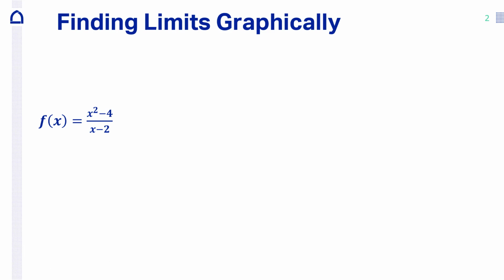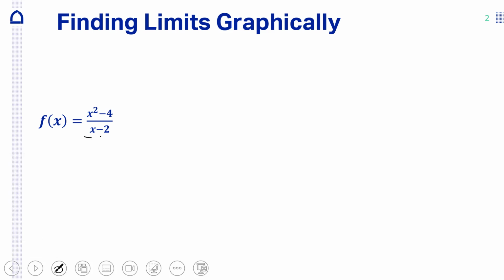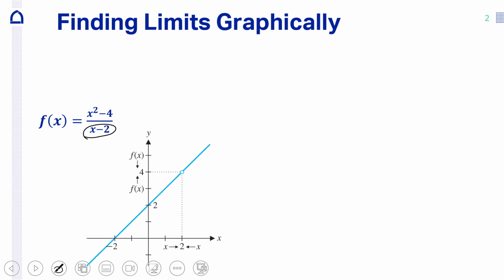If you have a function f of x equal to x squared minus 4 over x minus 2. Yes, I hear you saying I have a problem at x equal to 2. Yes, I have a problem here. So the function will never be defined at x equal to 2. But except for this, you can graph the function. So at x equal to 2, you have a hole over here.